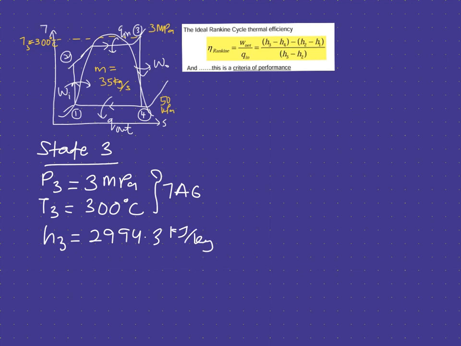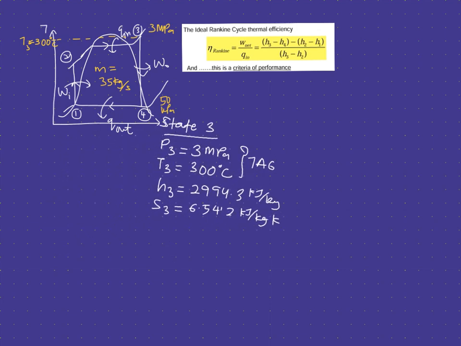There's another value that you will need later on, which is your entropy value at state 3, S3, from your table, which is equal to 6.5412 kilojoule per kg dot Kelvin. I will explain the purpose of this entropy value later on. So we are done with state 3.